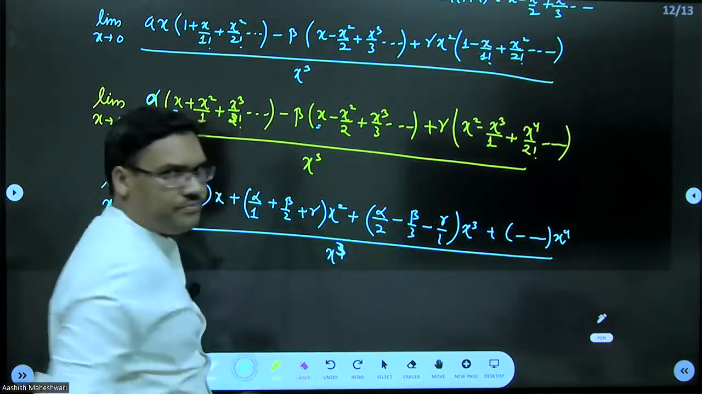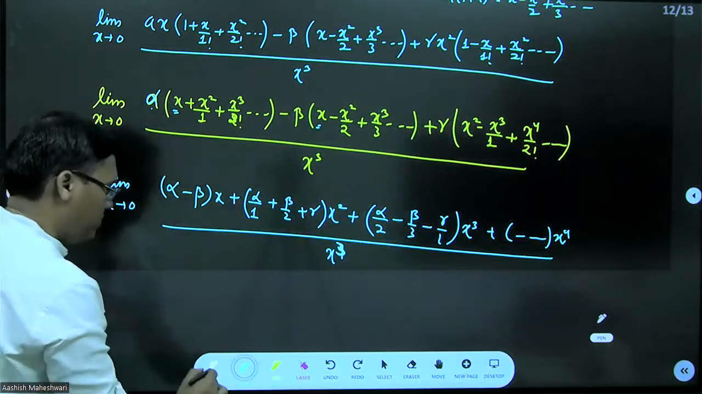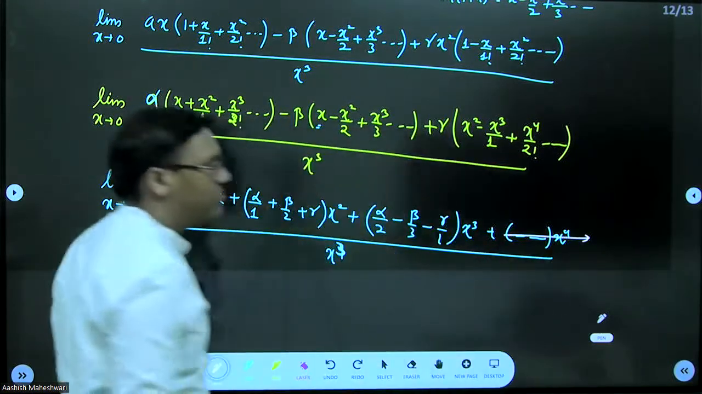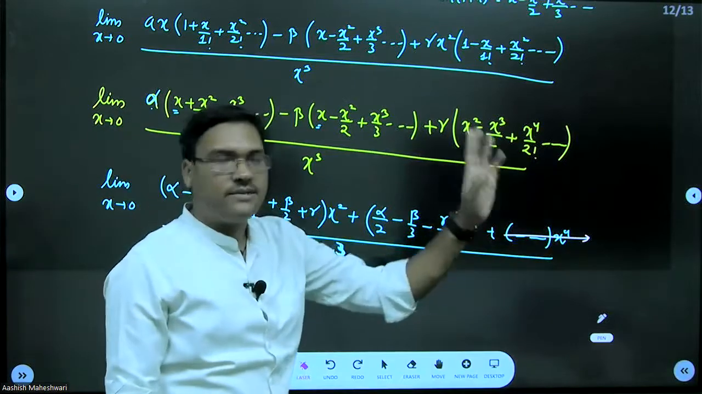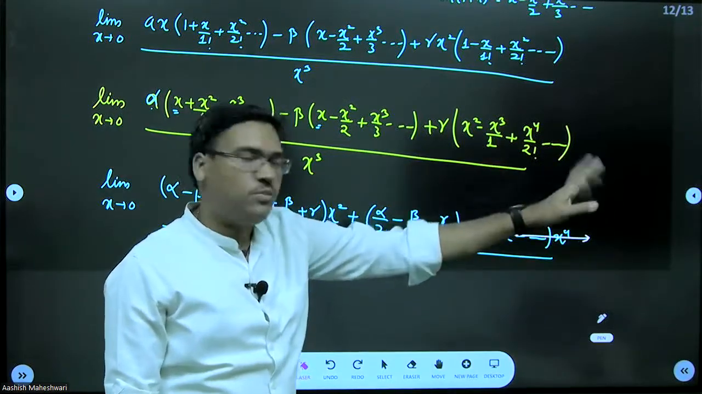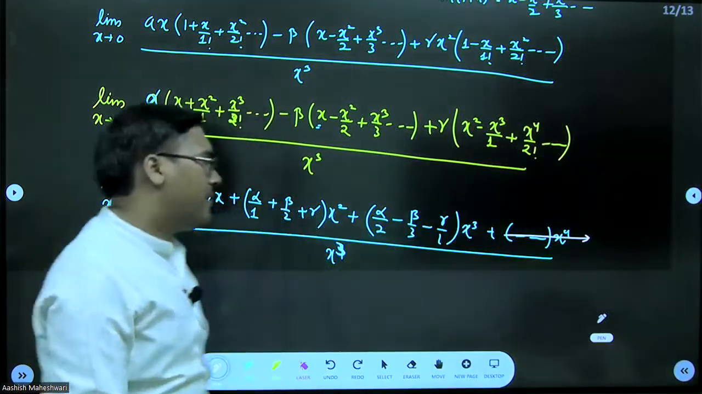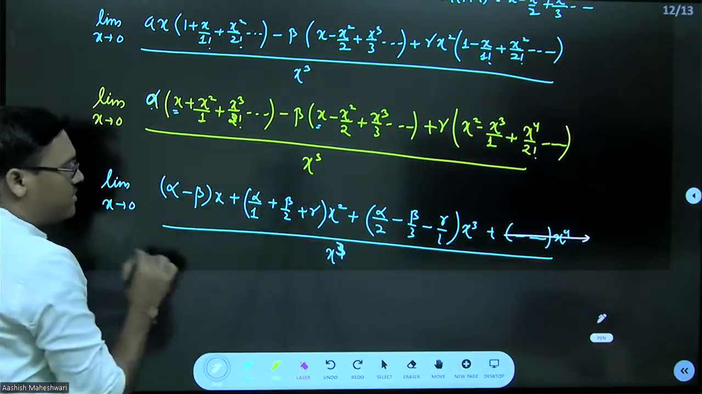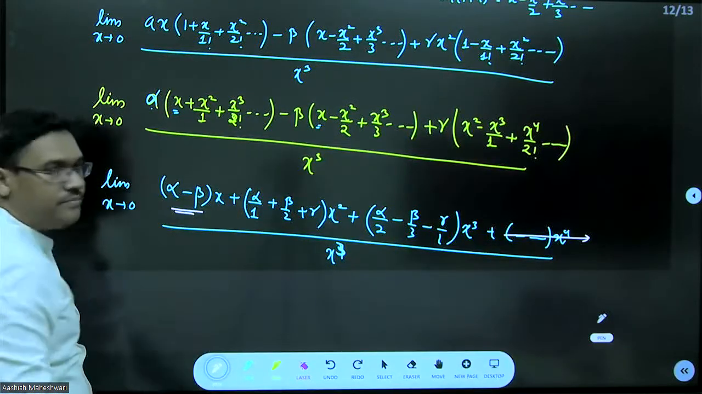Now you see here, as x approaches 0, we neglect all these terms. We can neglect all these terms. x raised to 4 is very small, x raised to 5 and so on. If I take this x cube, if x approaches 0, then this term has to be 0.